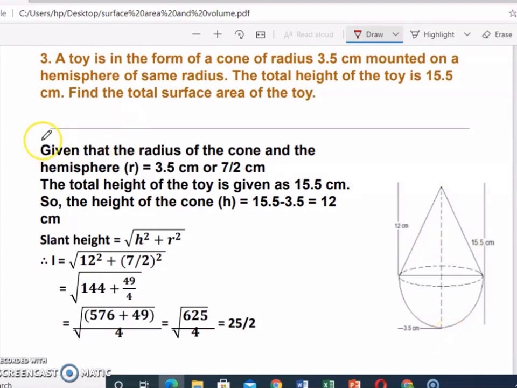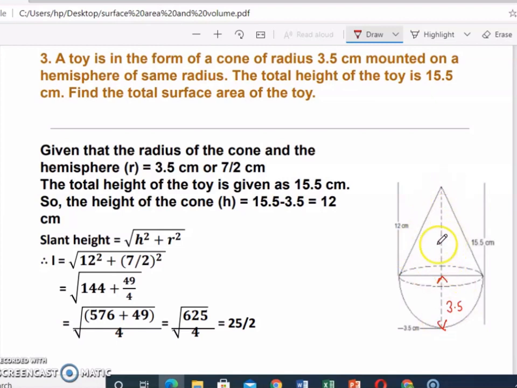So this is your figure, the solid that is formed after combining these two solids, that is a cone, and below that you have a hemisphere. The total height is given as 15.5. Now out of that, the radius of this hemisphere is given as 3.5. So only this much distance is 3.5.